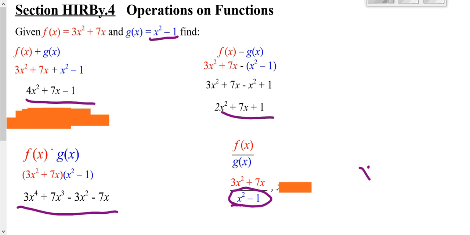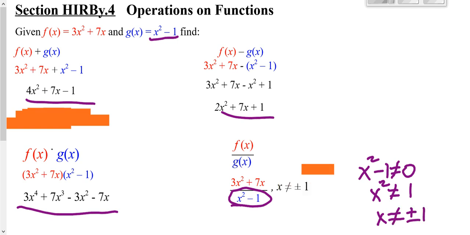So on the side, you need to go ahead, set the bottom equal to 0, and indicate what numbers we cannot use. And in this case, if we solve that, we're trying to figure out what we cannot use. So basically, we set it equal to 0, solve it. Now we take our square root, and we get x to be plus or minus 1. And so that tells us what we can't use. So this whole thing would be our answer.